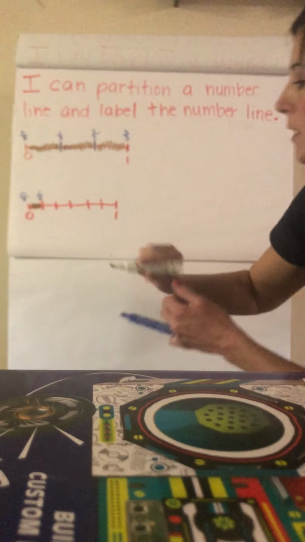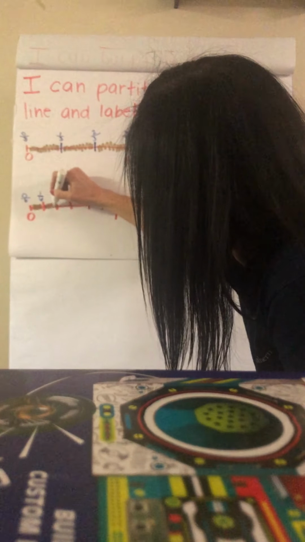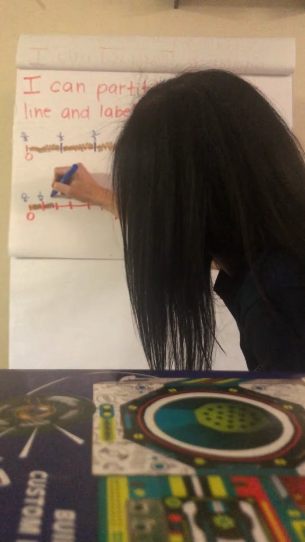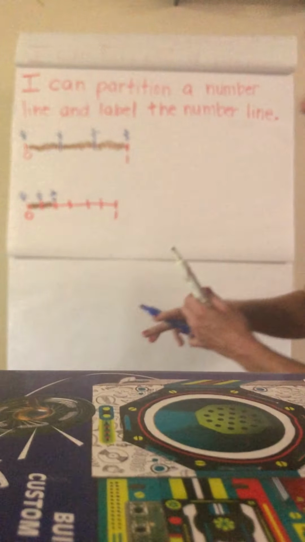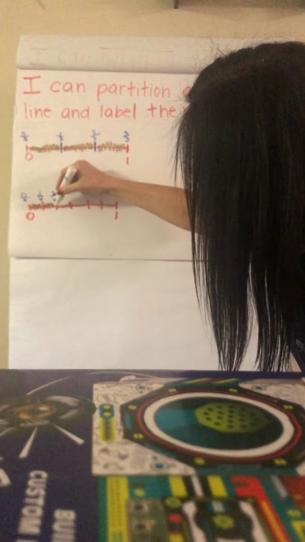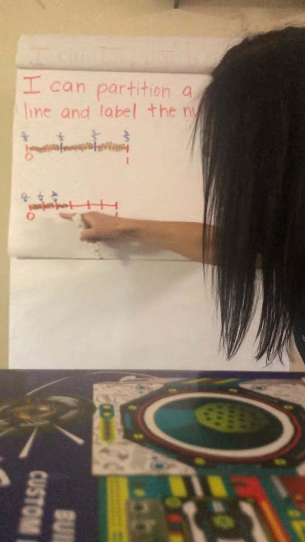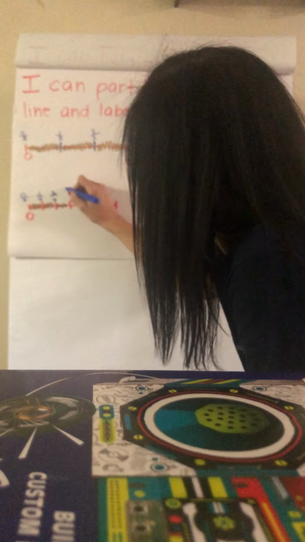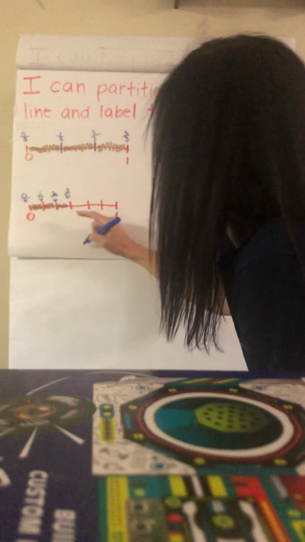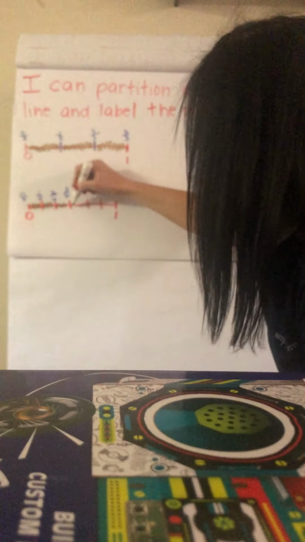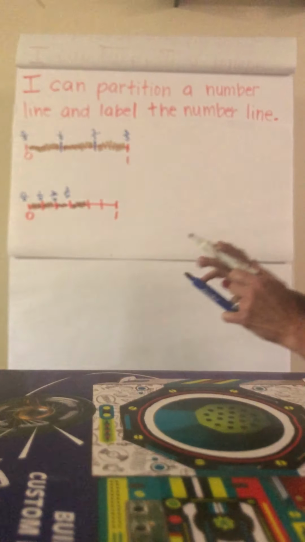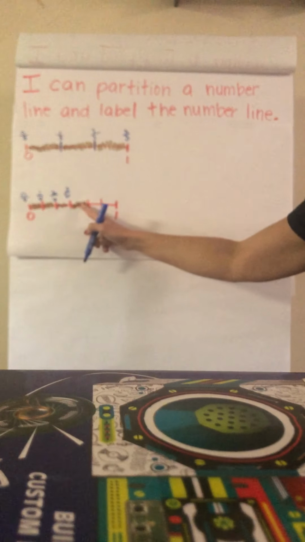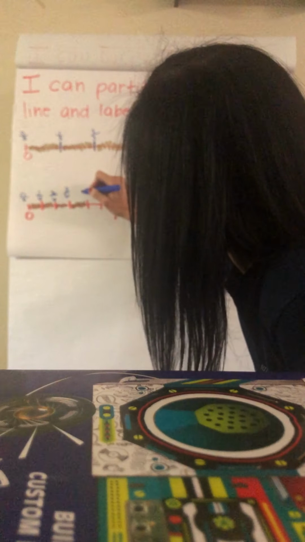Okay, I'm going to move over again. And I have 2/6. And if I move over again to my next hash mark, I have 3/6. Do we see a pattern happening here? What do you suppose my next numerator is going to be? Okay. After 3/6, I've got 1, 2, 3, and if I move to my next hash mark, I have 4/6.